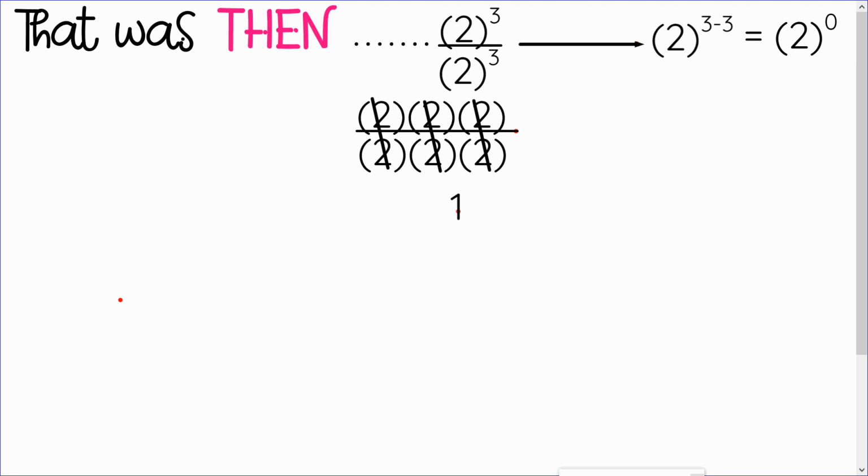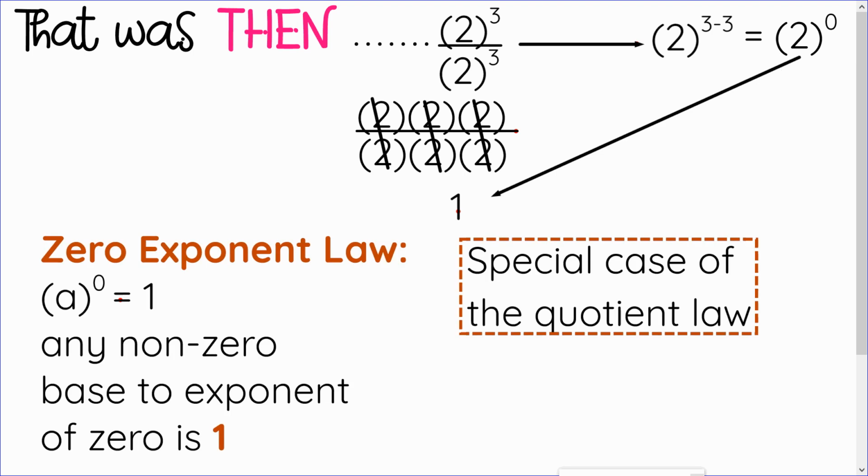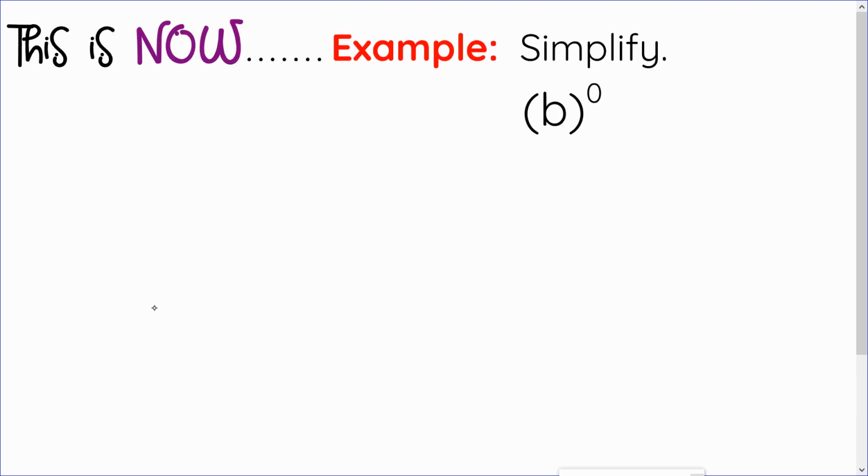Well, if I get 2 exponent 0 as an exponent and I get 1 as a number, I therefore know that 2 exponent 0 is the same as 1. This is the zero exponent law, a special case of the quotient law. So a to the exponent of 0 equals 1 for any non-zero base. It will always be 1. Well, this is now with variables. b to the exponent of 0 is also equal to 1, provided that b is not 0. So it's true for any non-zero base.